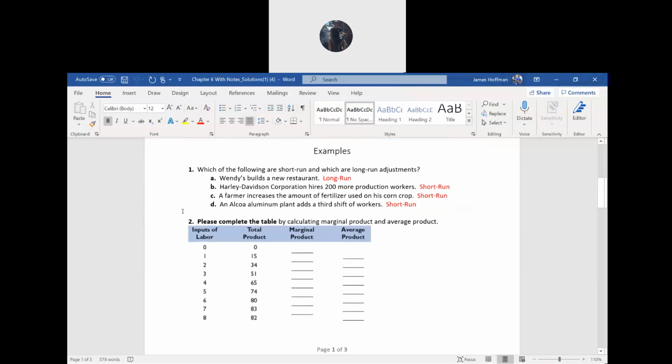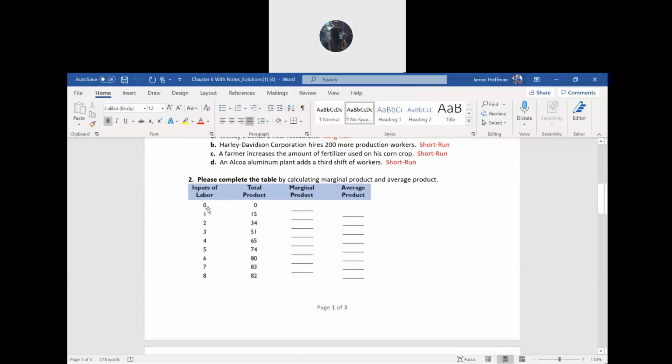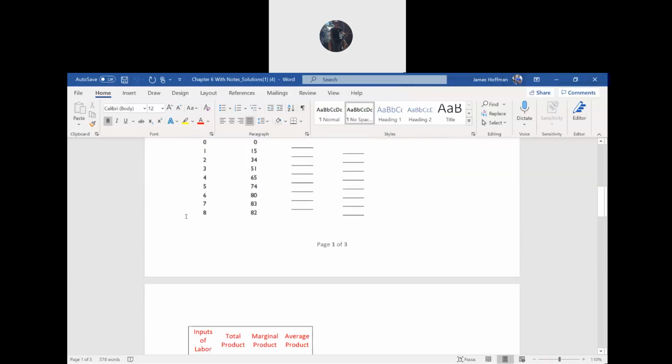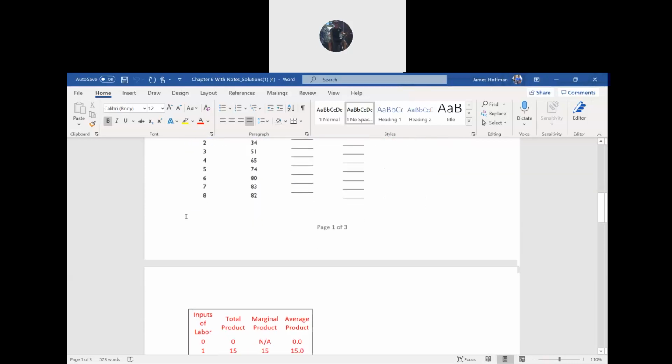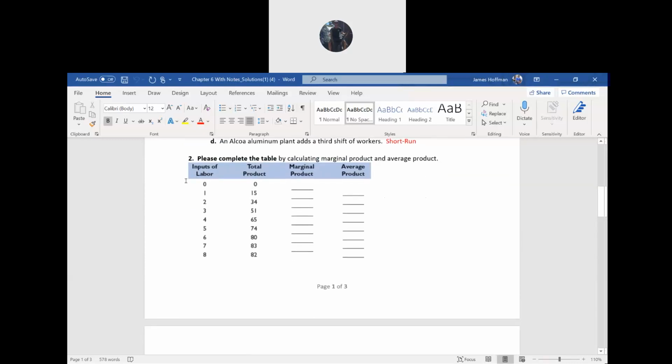Okay, number 2. Let's complete the table by calculating marginal product and average product. All right, so I did this here, and I did this in Excel. So I'll show you both. In the old school days, I would do this up on the whiteboard and mess up the math, but I don't have to do that this time.